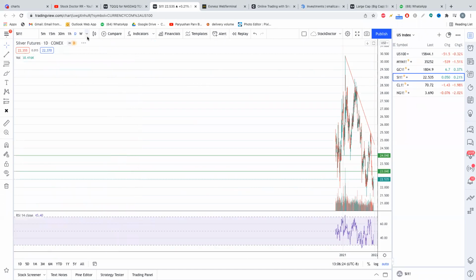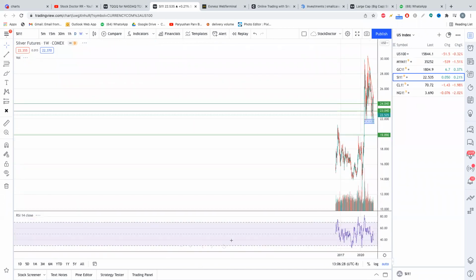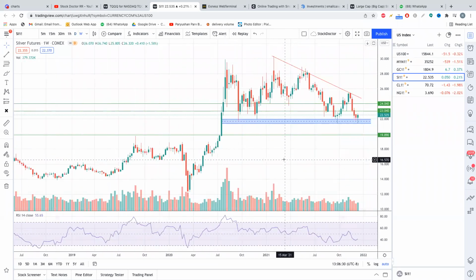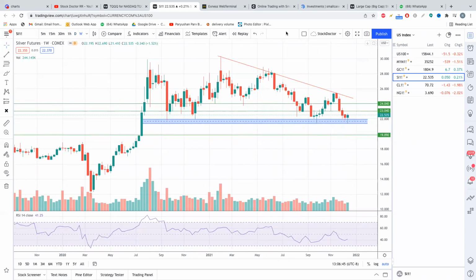Before that, I want to show the weekly chart for silver, to see if we are seeing some pattern. On the weekly chart you can see it's a bullish hammer, right? Kind of a hammer pattern it has created. Yeah, it's a hammer actually.